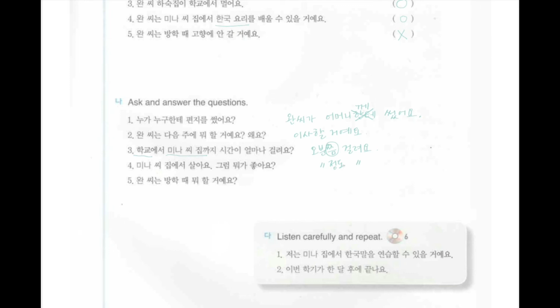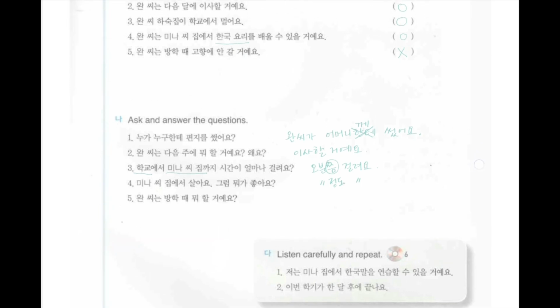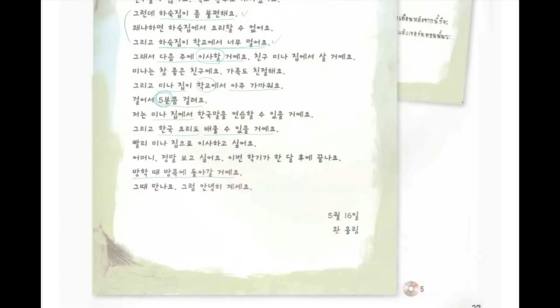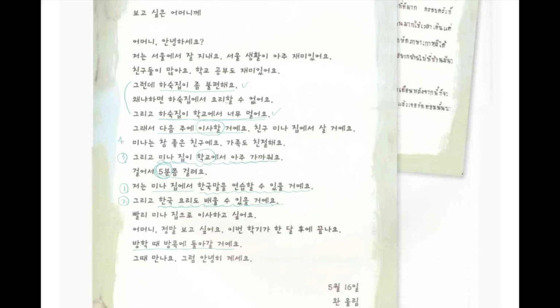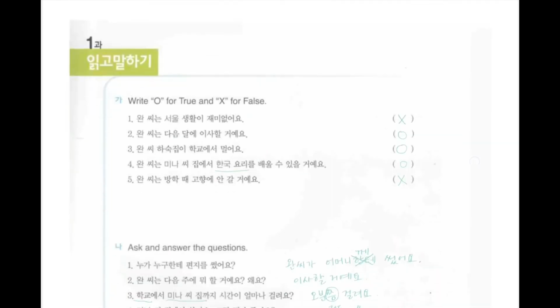자, number four. 미나 씨 집에서 살아요. 그럼 뭐가 좋아요? If you live at Mina's house, what is good? What is good? 뭐가 좋아요? So many things. You can choose either. 자, first of all, 미나 씨 집에서 한국말을 연습할 수 있을 거예요. 그리고 number two, 한국 요리도 배울 수 있을 거예요. Isn't it? 그리고 number three. 자, 여기 또 있네요. 미나 씨 집이 학교에서 아주 가까워요. 그리고 if you want, you can put this one as well. 미나 씨가 참 좋은 친구예요. 미나 씨 가족도 친절해요. Done? There are so many reasons to move into Mina's house.